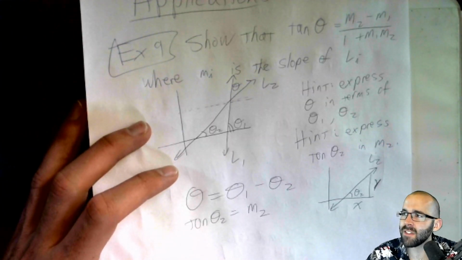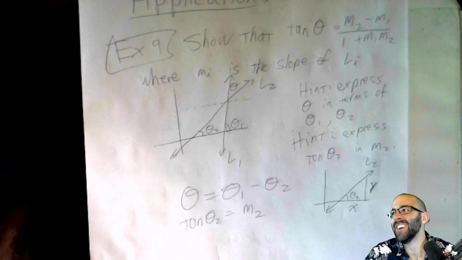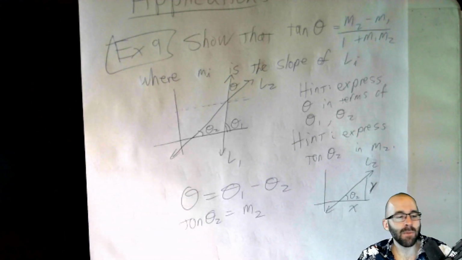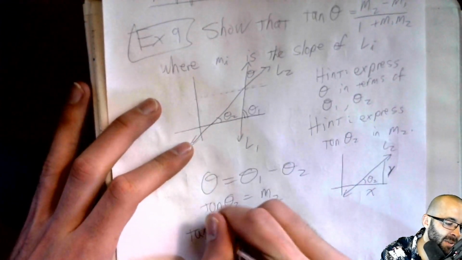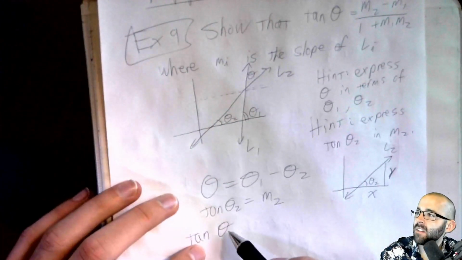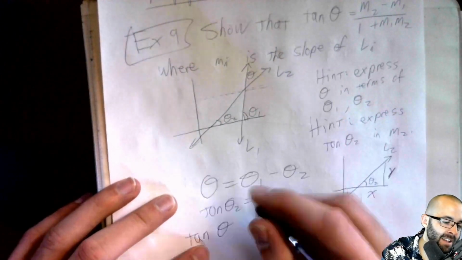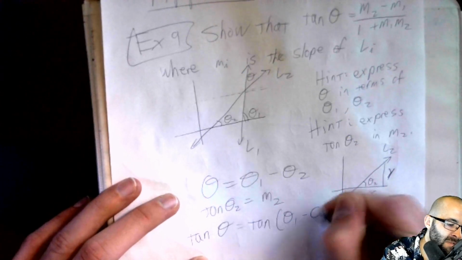Well, now this problem doesn't look so hard. I mean, it still looks kind of hard. Who am I kidding? But it's not as hard as it looked, because we need to show that the left-hand side equals the right-hand side. So let's start with the left-hand side. What's the tangent of theta? Use the hint. Theta is theta 1 minus theta 2. So that's going to be tangent of theta 1 minus theta 2.